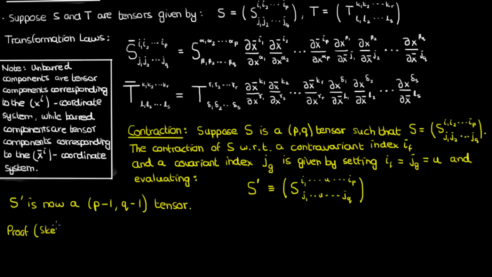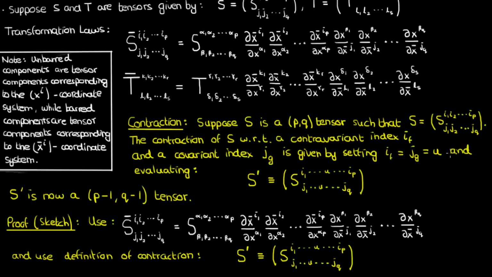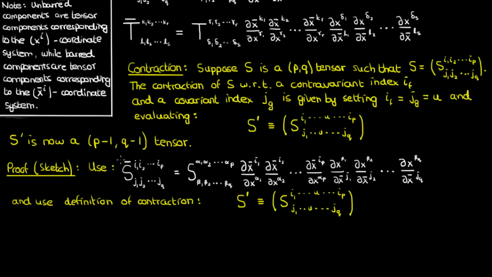The proof of this statement is pretty simple. You just have to use the transformation law for S in the definition of contraction. I'm not actually going to prove this statement because although the proof is simple, the number of indices involved makes it a bit crazy to deal with, and the fact that the indices themselves have indices. But if you want a quick sketch of the proof, all you do is replace the contravariant index IF and the covariant index JG on the relevant barred quantities by the same letter U in the law of transformation.